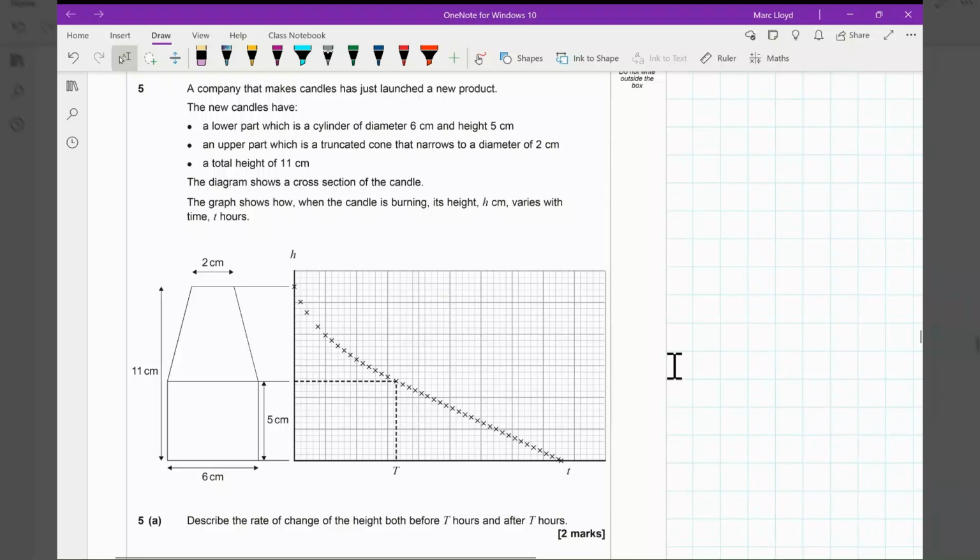Okay, question 5. Hate is a strong word, but I really don't like this question.